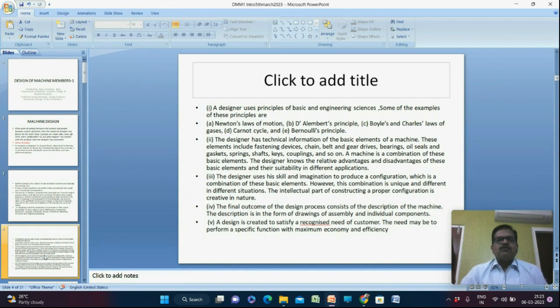The final outcome of the design process consists of the description of the machine. The description is in the form of drawings of assembly and individual components. A design is created to satisfy a recognized need of customer. The need may be to perform a specific function with maximum economy and efficiency.